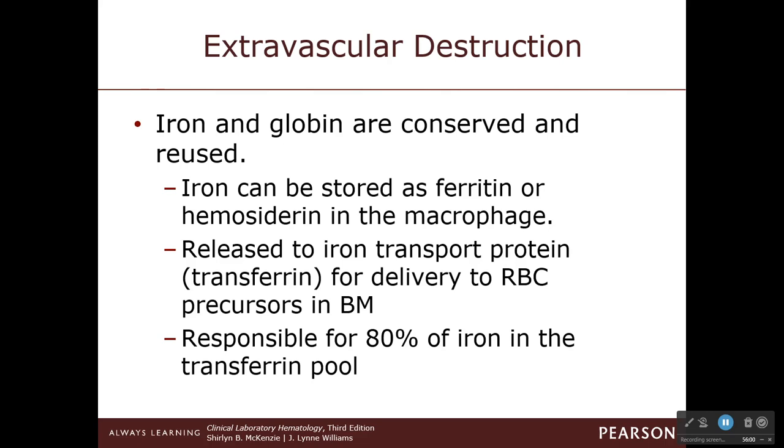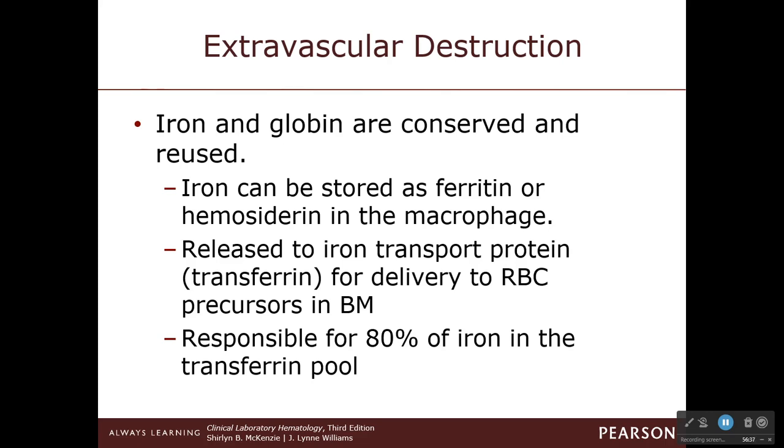Iron is released to a transport protein called transferrin. This is another term that you need to know. Transferrin is a weird little dude, kind of shaped like this. And it has two spots where it can bind iron. So each transferrin molecule can carry two iron molecules with it. All the time, we have saturated and unsaturated transferrin.